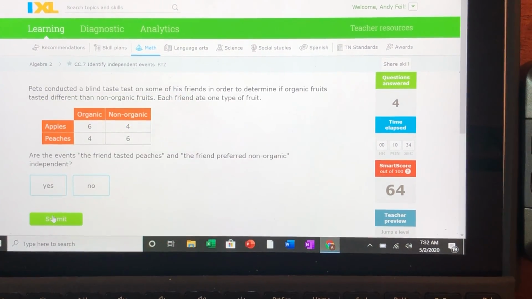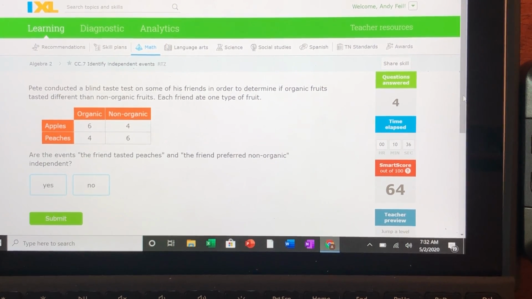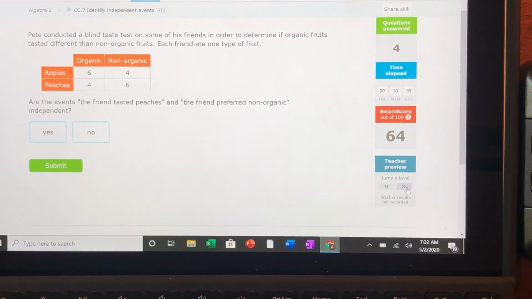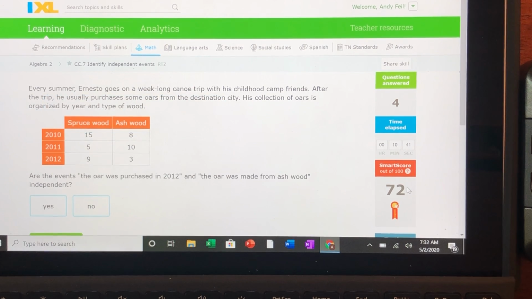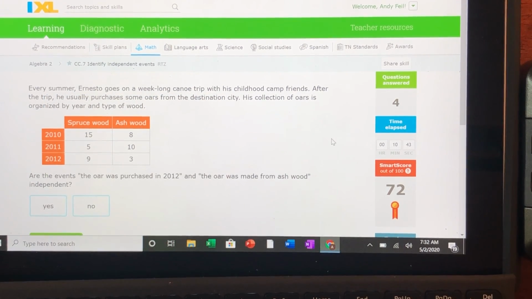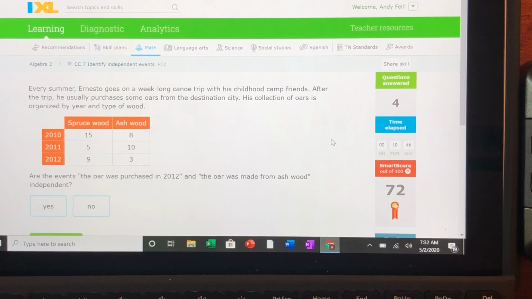All right. So you get the idea. Let's go up one more level and do a problem. Let's see how we do here. All right. Every summer, Ernesto goes on a week-long canoe trip with his childhood camp friends. After the trip, he usually purchases some oars from the destination city. His collection of oars is organized by year and type of wood. Are the events "the oar was purchased in 2012" and "the oar was made of ash wood" independent?